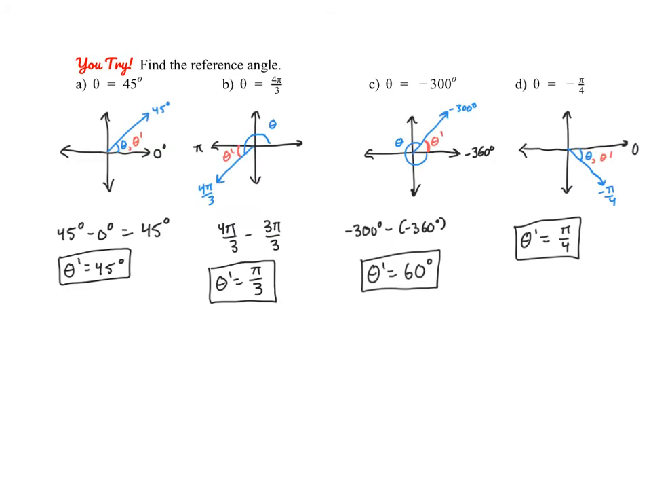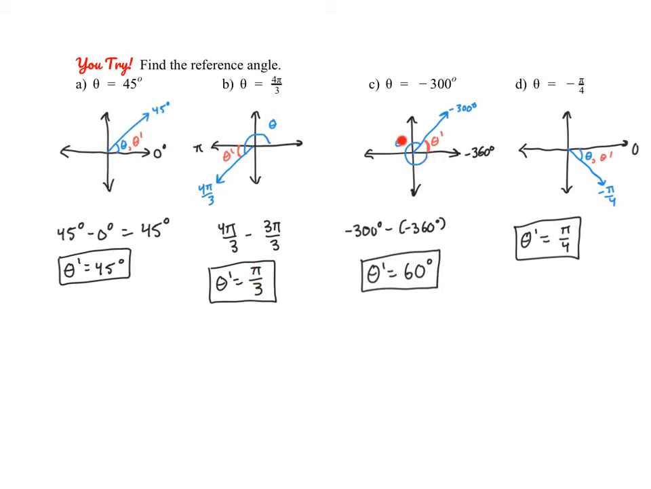All right, so go ahead and check your work. For part A, our angle is in quadrant 1, 45 degrees, and the distance to the closest x-axis is also 45 degrees. So in this case, the angle is also the reference angle. For part B, 4 pi over 3 falls over here in quadrant 3, and the distance from here to here is pi over 3, so that's our reference angle.